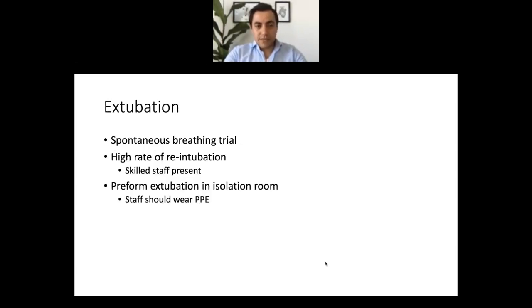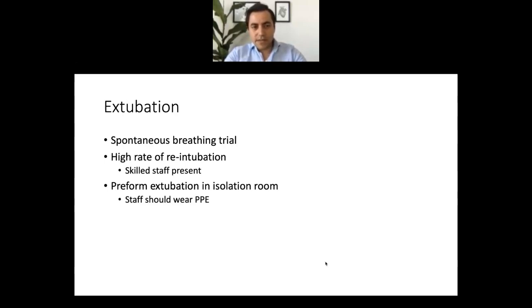If the patient is weaned from the mechanical ventilator before the extubation, you should do a spontaneous breathing trial to see whether or not the patient is able to be extubated.